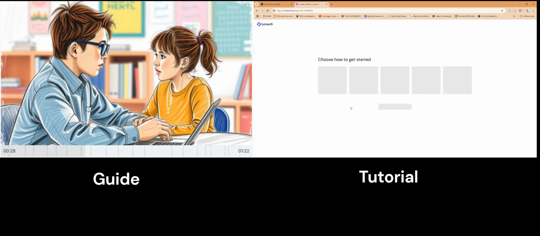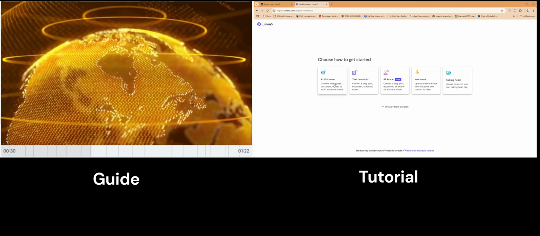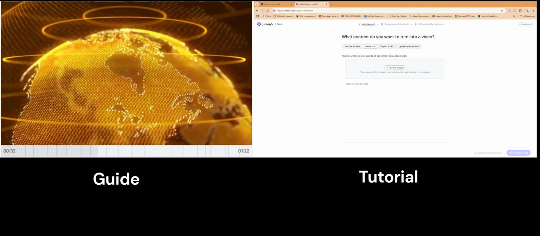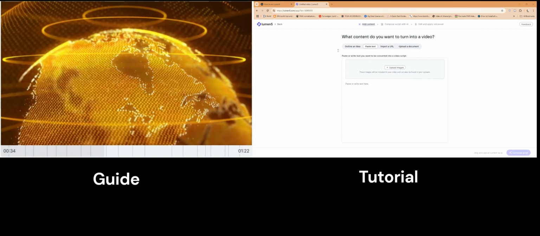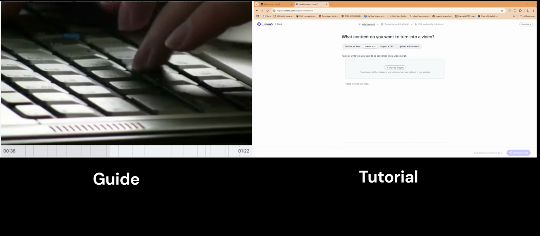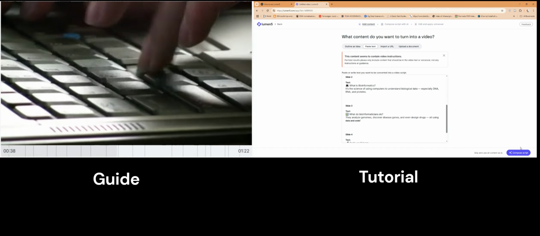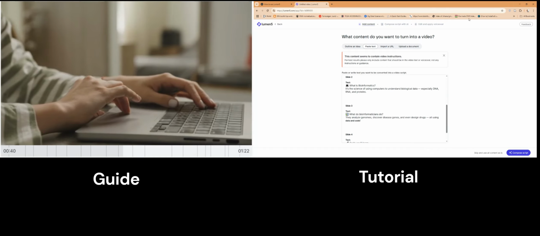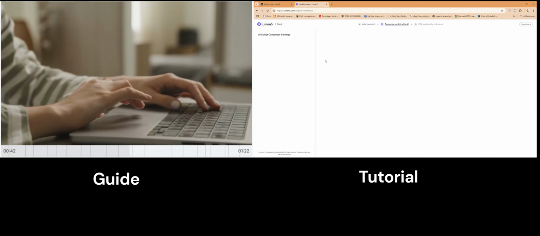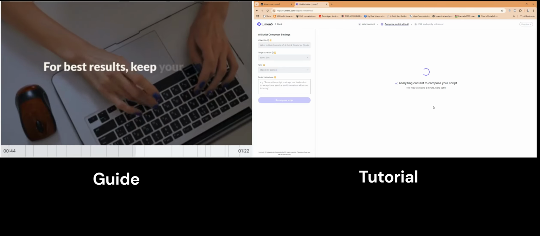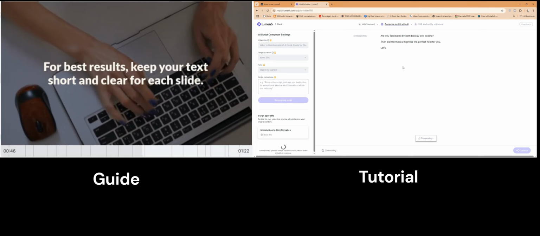Next, choose a template that matches your style. Lumen 5 offers options like Explainer, social media, and business templates. Paste your script, blog post, or article into the platform. Lumen 5's AI will automatically turn your text into video scenes. For best results, keep your text short and clear for each slide.